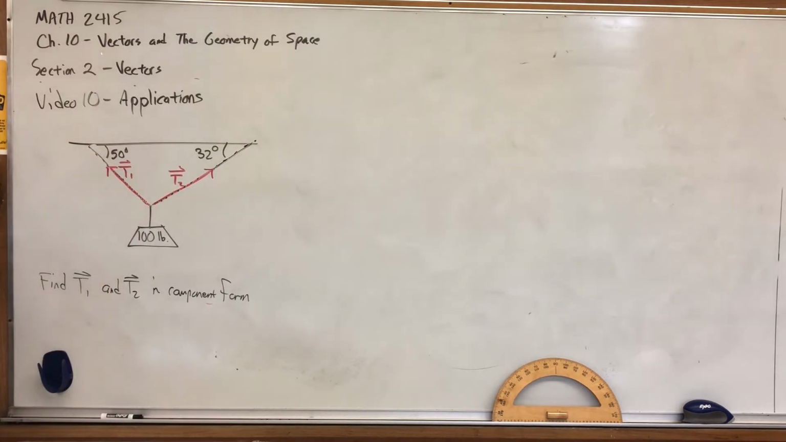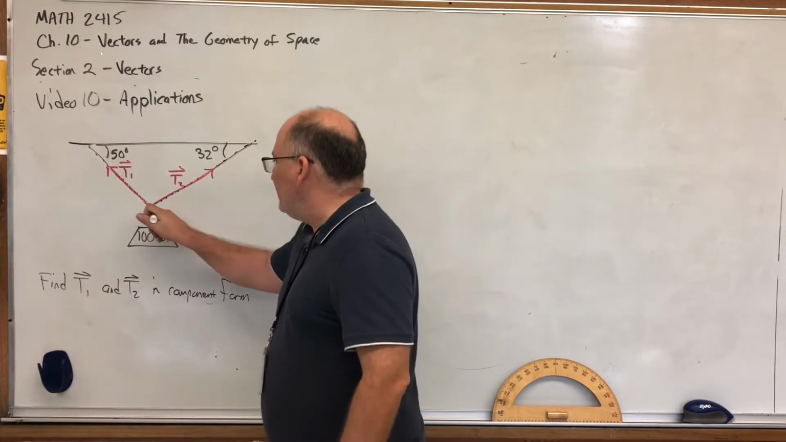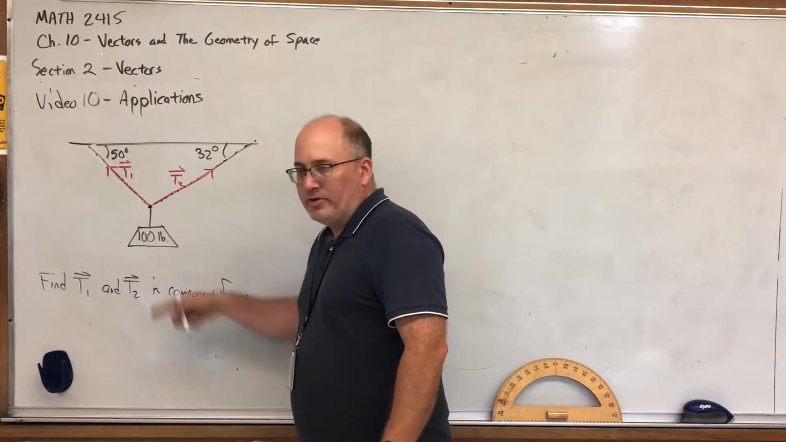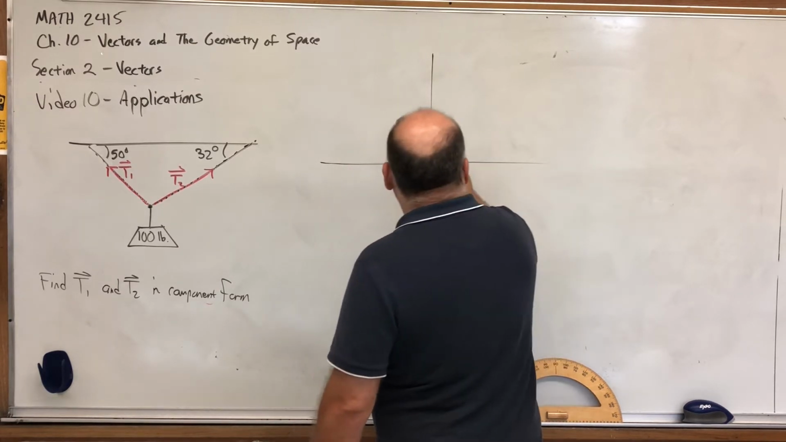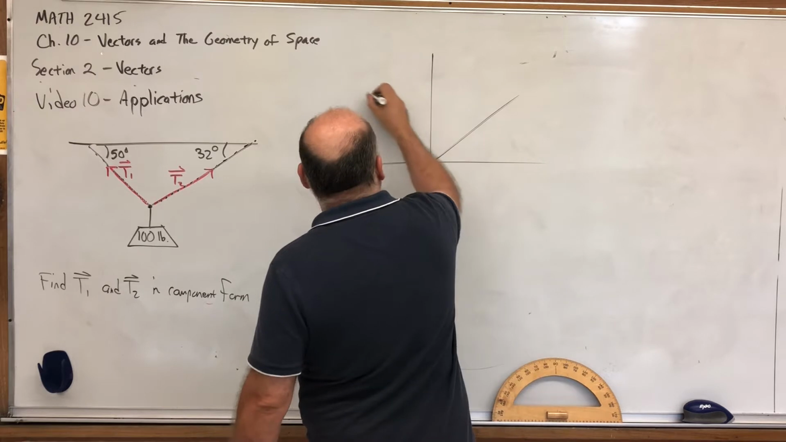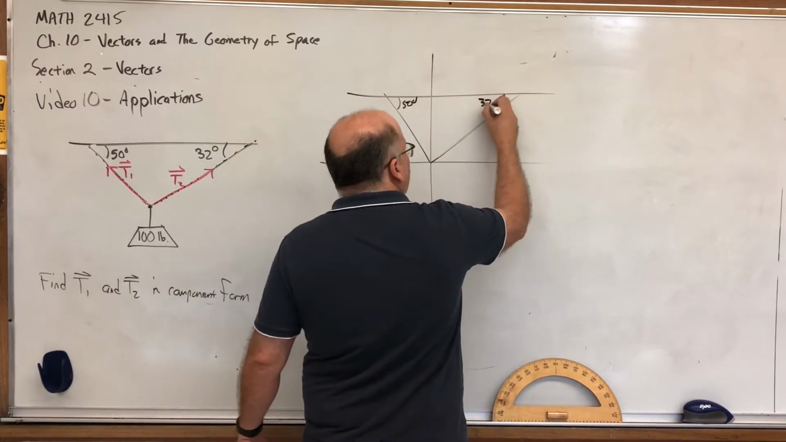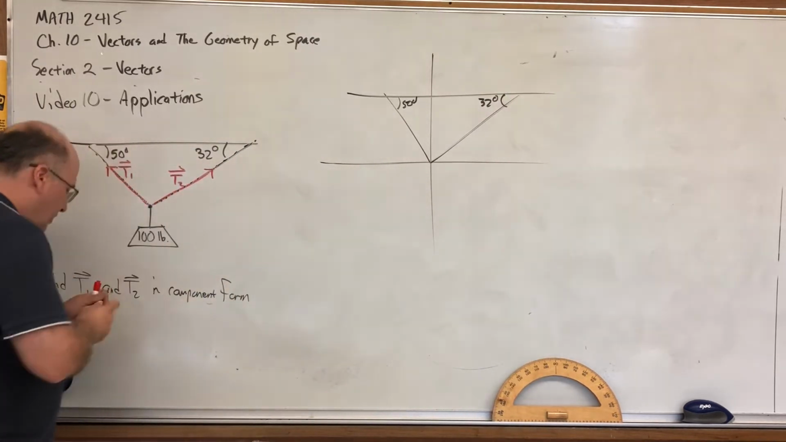In order to attack this, we should probably superimpose this on a coordinate plane so that we can start locating vectors and finding out where's a good place to put the origin. A good place to put the origin would be right here where the two wires meet up with this wire holding the weight. So let's take this and superimpose it on 2 dimensions, on R2 if you will. We have a 50-degree angle here, we have a 32-degree angle here, and how can we represent this weight as a vector?